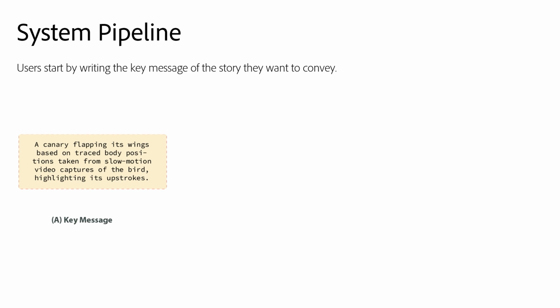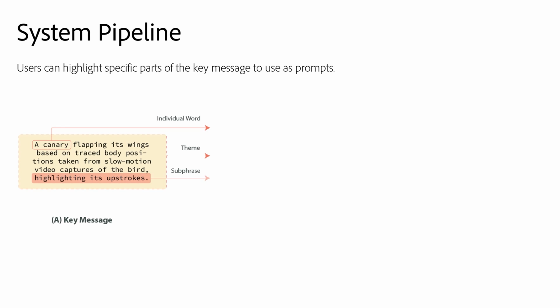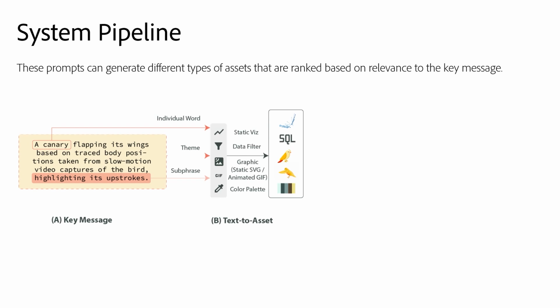In this system, the users begin by writing out the key message they want to convey. Then, they can use their mouse cursors to highlight certain components of their message to use as prompts. In general, shorter components like individual words lead to more succinct recommendations, while longer ones lead to more thematic ones. From these prompts, several types of assets can be generated: a visualization, data filter, static and animated images, and color palettes.